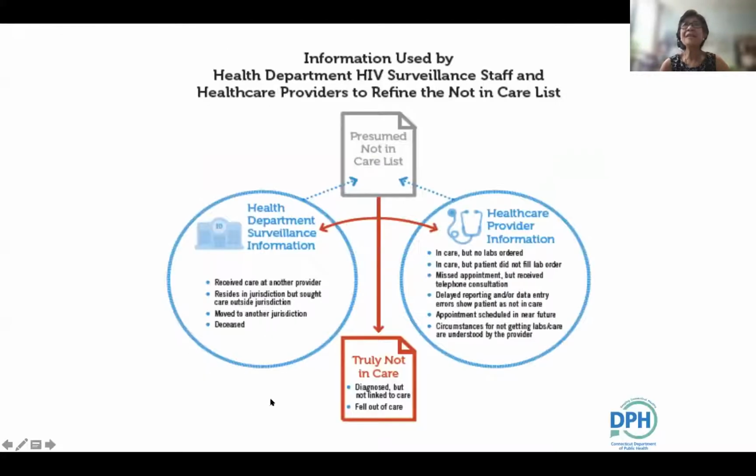And so the whole idea is that the health department has surveillance information, and the health care providers have their information. We in the clinic are very close to our patients, and we have information about them before the health department would know about them, for sure. So it's by this case conferencing strategy that we are really going to be able to define who's truly not in care and who we are really worried about.